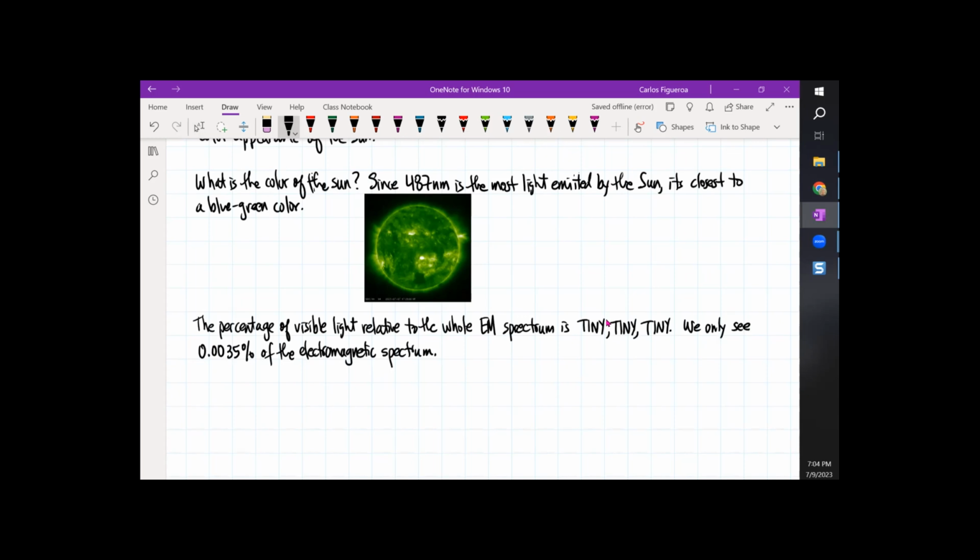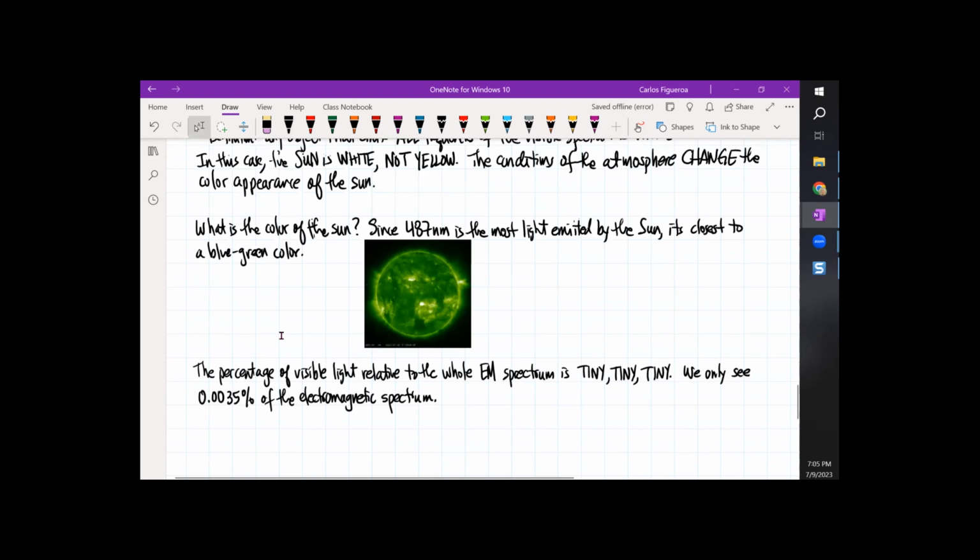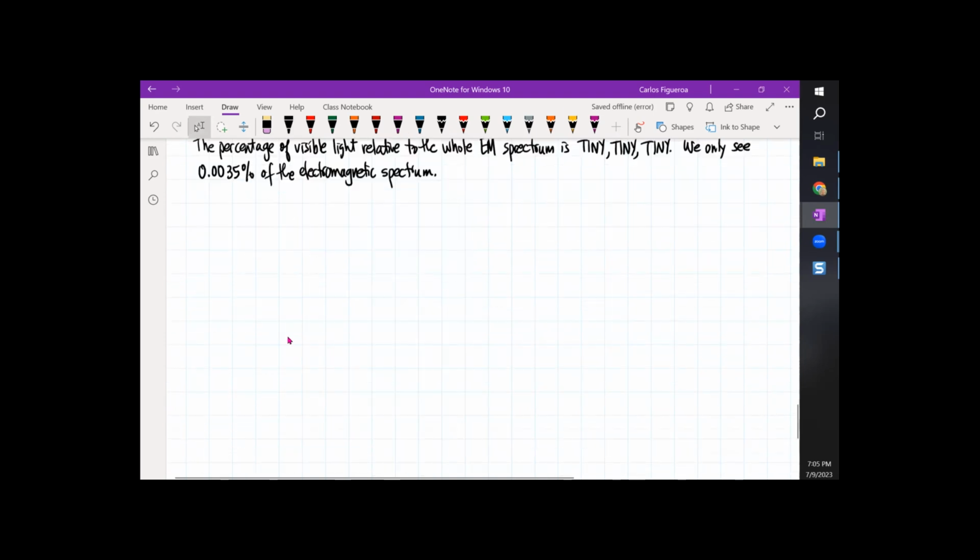Humans are so colorblind to what's really out there. The entire rainbow that we observe by the human eye only makes up 0.0035% of the electromagnetic spectrum. Think about that. That is tiny, super, super tiny. And color becomes really, really awkward. So what number is that? Let me go back here. That's 3. Let's go to 4.